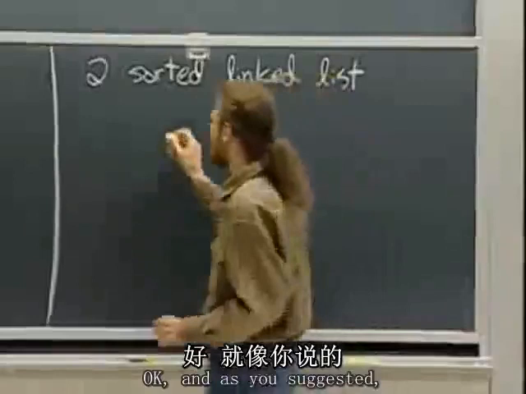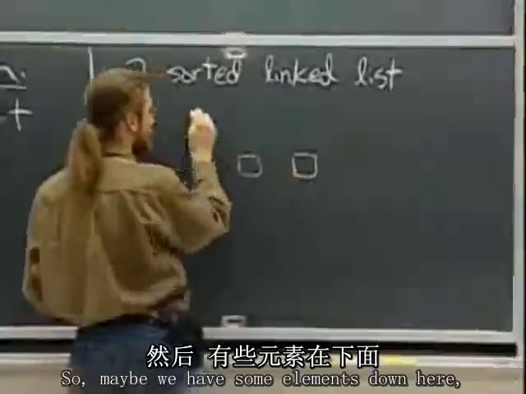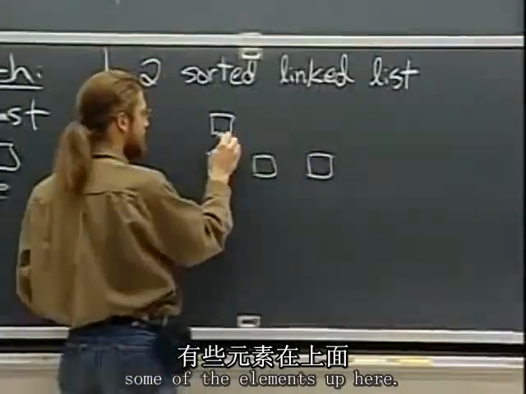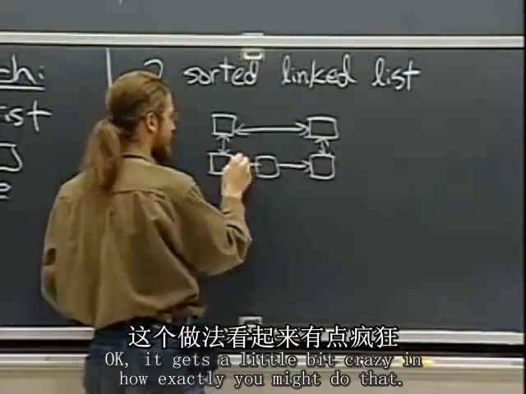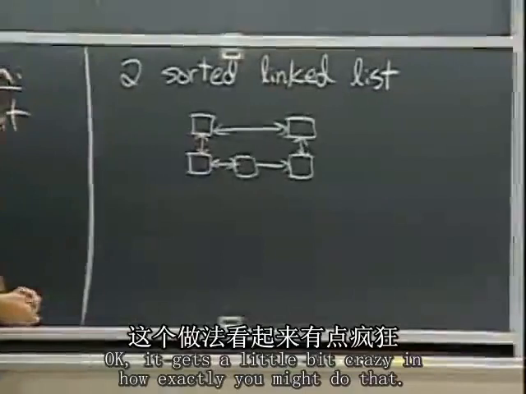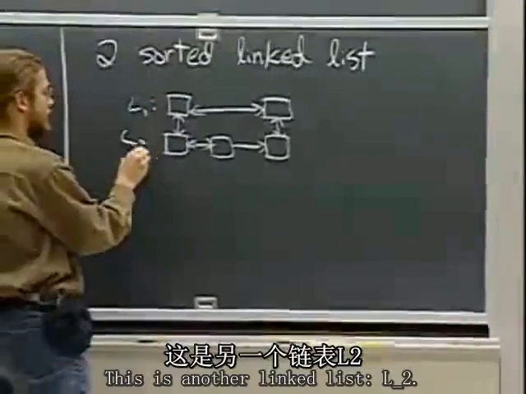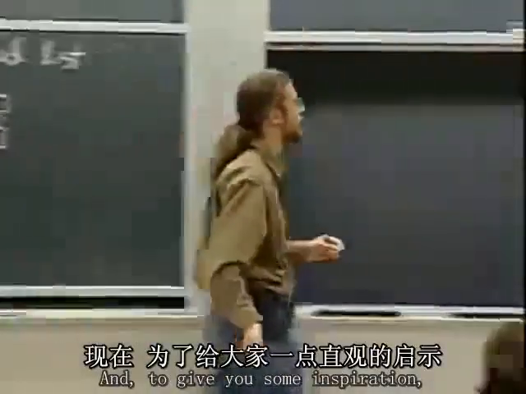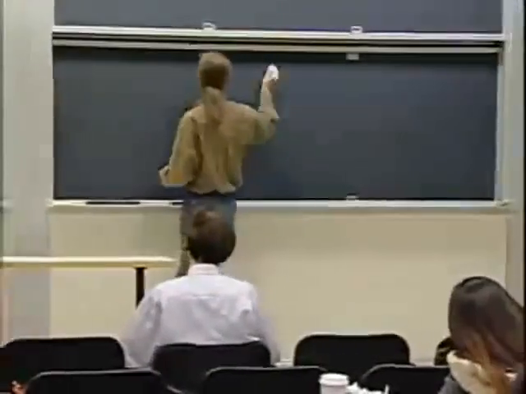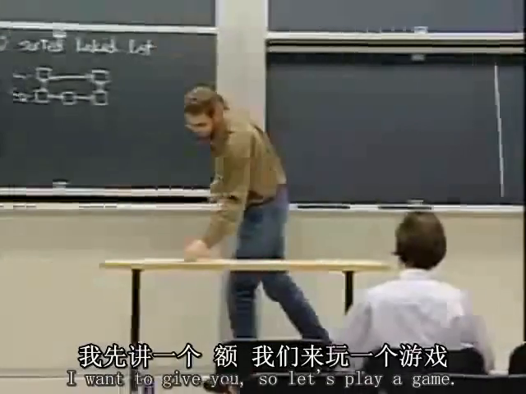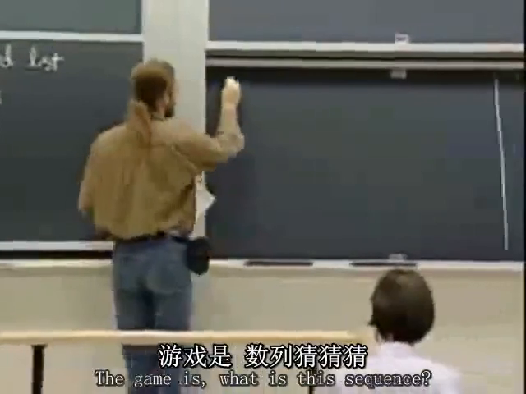And as you suggested, we could maybe have pointers between them. So maybe we have some elements down here, some of the elements up here. We want to have pointers between the lists. It gets a little bit crazy in how exactly you might do that, but somehow this feels good. So this is one linked list, L1. This is another linked list, L2. And to give you some inspiration, I want to give you, so let's play a game. The game is, what is this sequence?